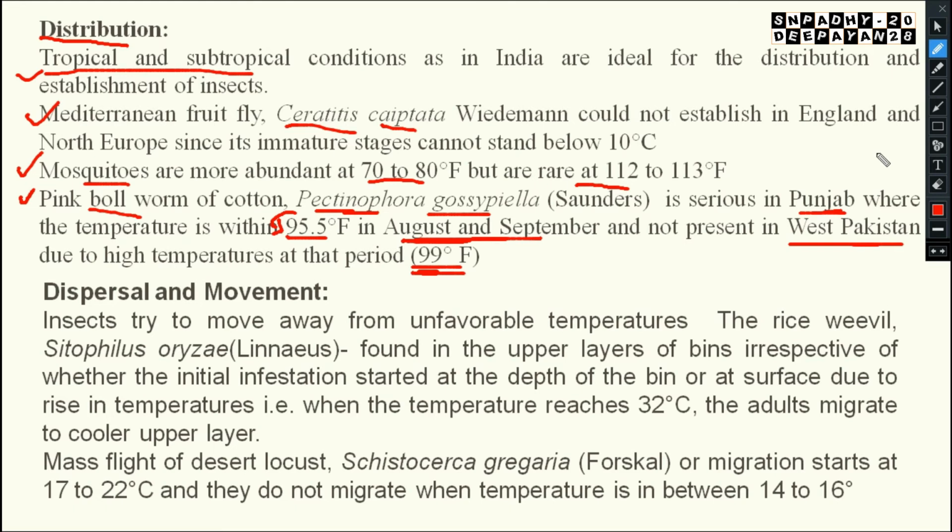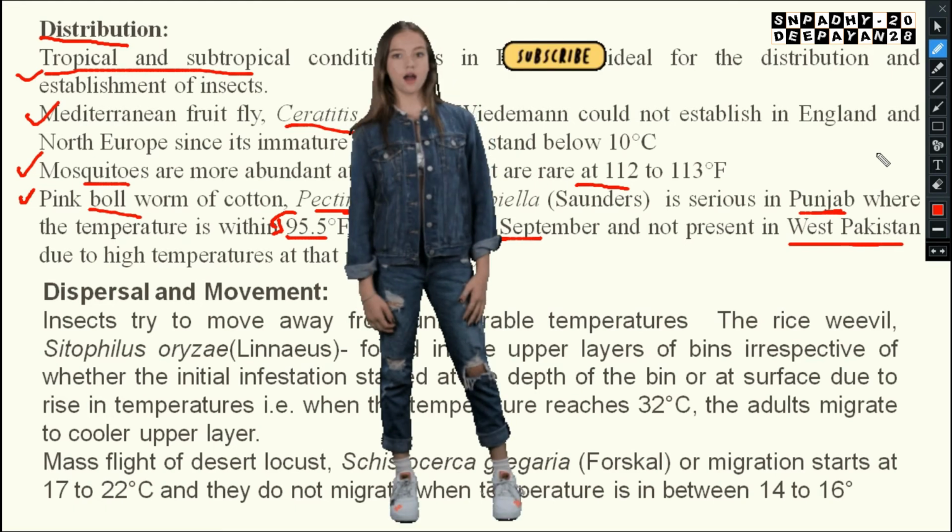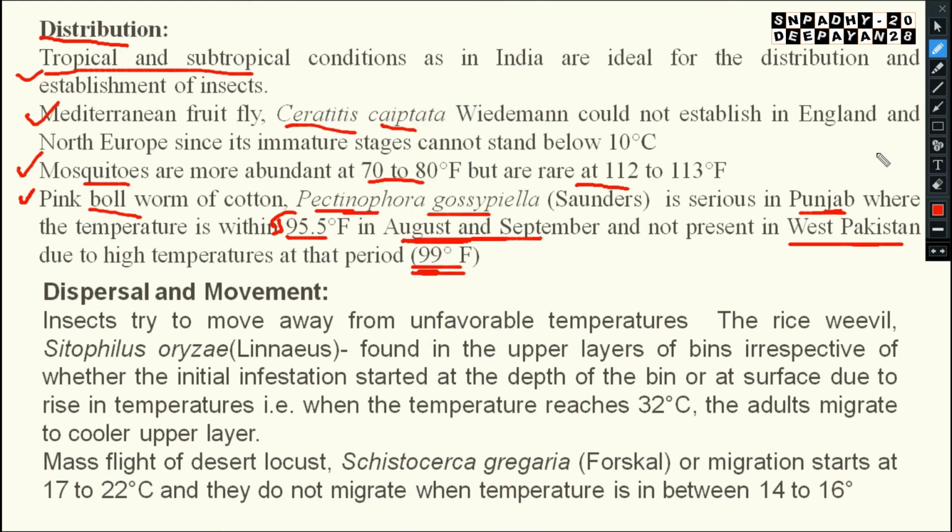So I hope you understood the effect of temperature on distribution. If any doubt is there, then you can ask. Now coming to the last point but not the least, that is the effect of temperature on insect dispersal and movement. Do you know what dispersal and movement are? Nothing but the migration behavior. The insect will try to migrate from one place to another, from the unfavorable place to the favorable place. They will disperse, they will migrate, they will move. Yes or no?